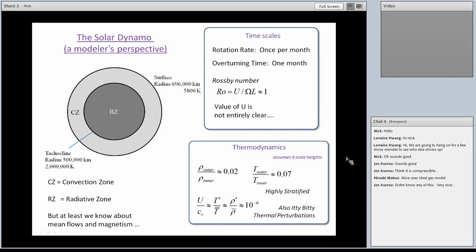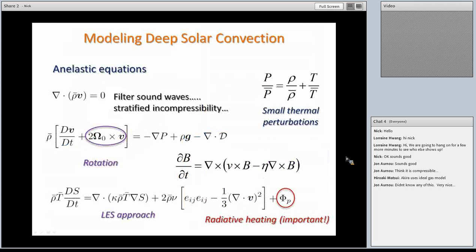And what's interesting about this, though, is that you can model the system, but we actually know something about the mean flows of the system and the magnetism, so we have quite a bit of observational evidence that we want to match with our model when we run one of these simulations. Say, well, how do you model the sun? Well, you use pretty much the same equations for the deep convection zone as you would for the solar dynamo model. The one major addition to this formulation is that there's a radiative heating term in the entropy equation, and this just describes diffusion of heat by photons at the base of the convection zone.